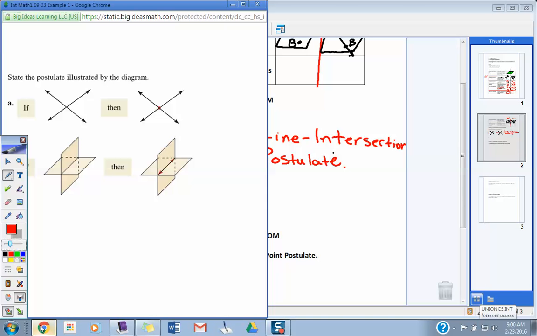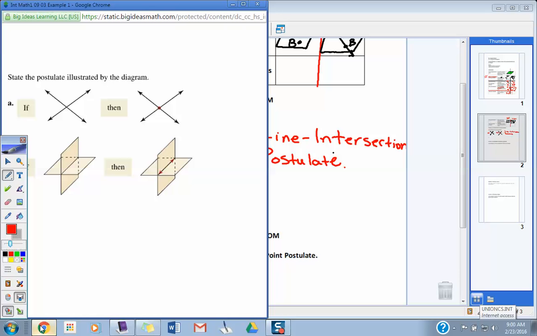Here's part B. Guys, what's happening here? If two planes cross, then what? What's different about the drawing on the left and the drawing on the right? There's a line, right? There's that red line they highlight. So this is saying if two planes cross, then they cross in a what? Line. That's all that diagram is stating.